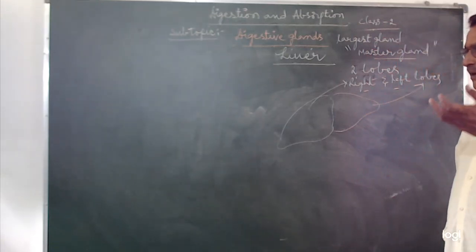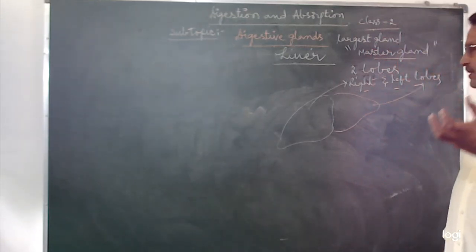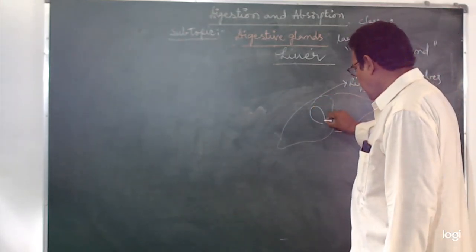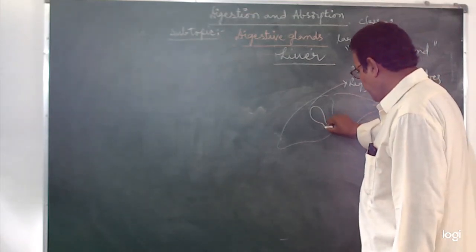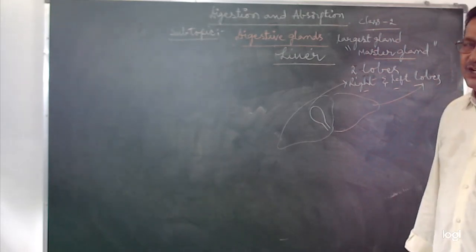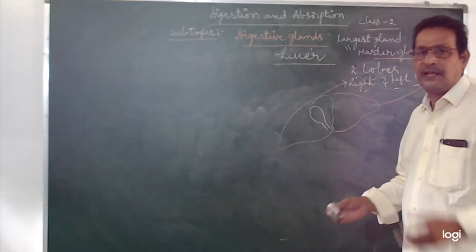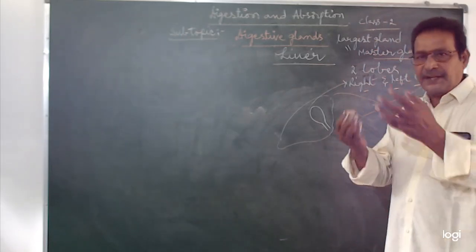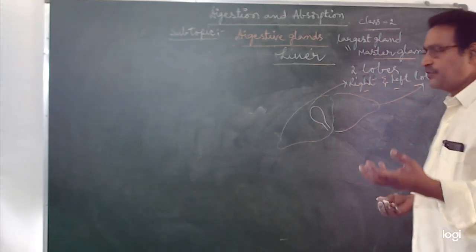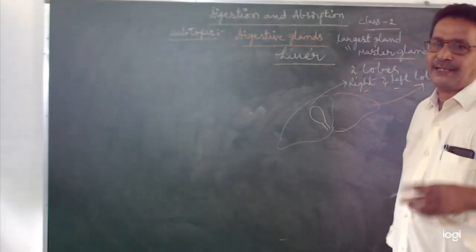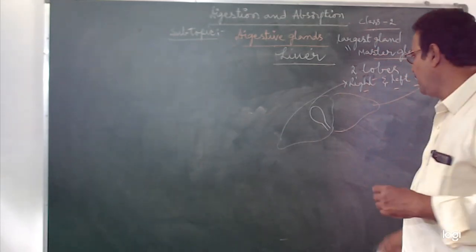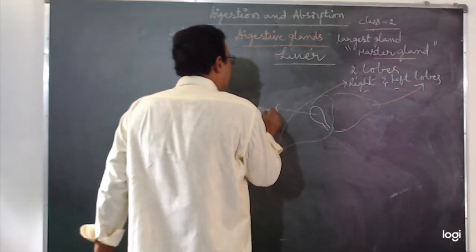Below the lobes, at the center of the lobes, below the liver, we can see a pear-shaped or oval-shaped, sac-like structure. That structure is called the gallbladder.